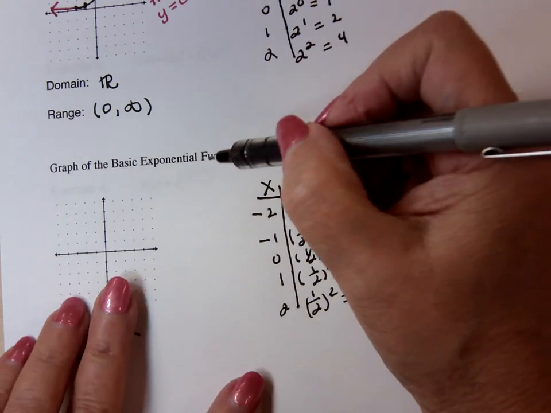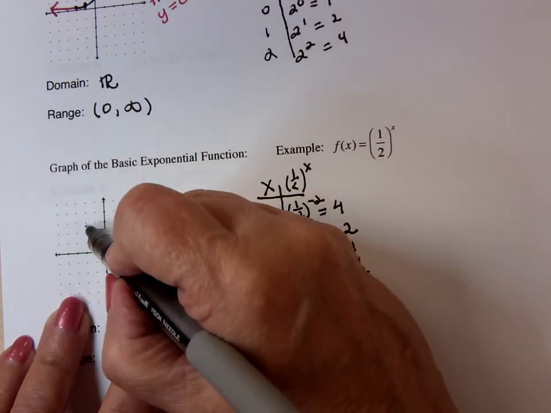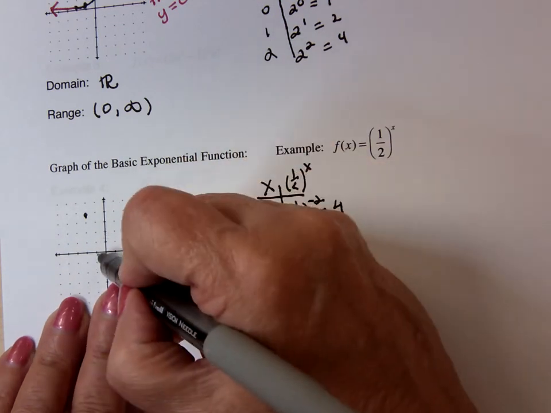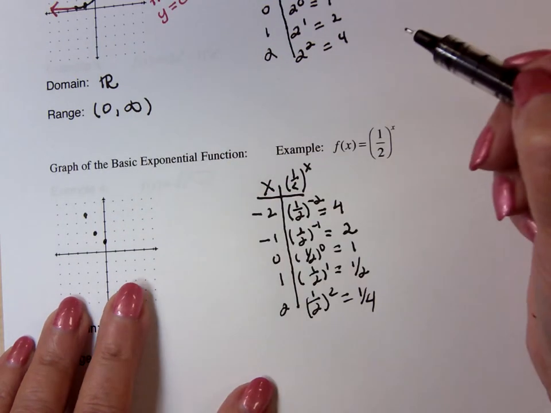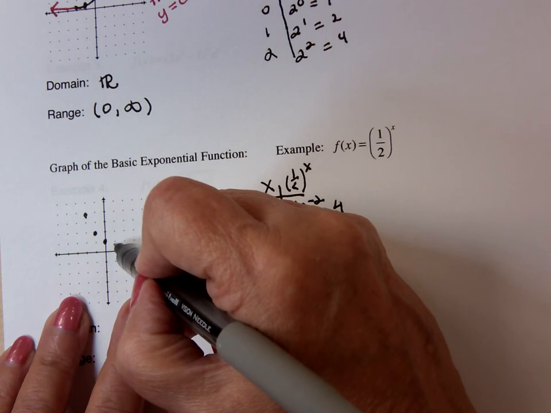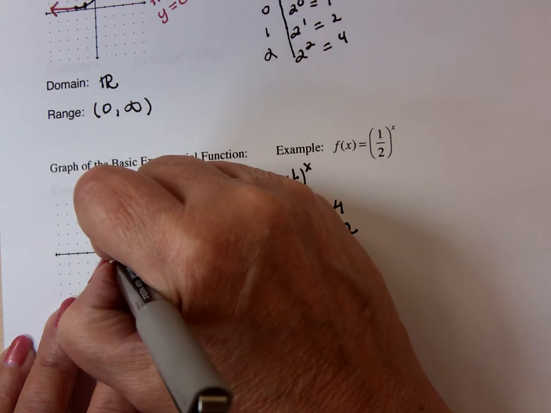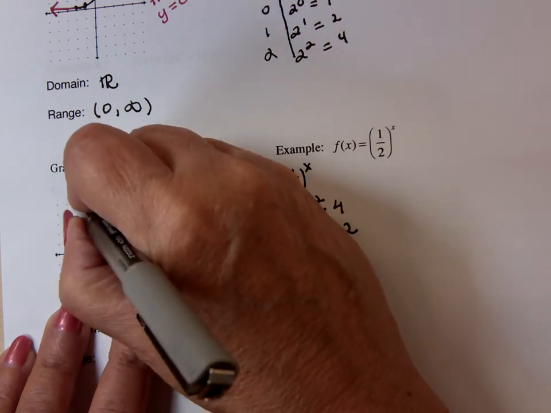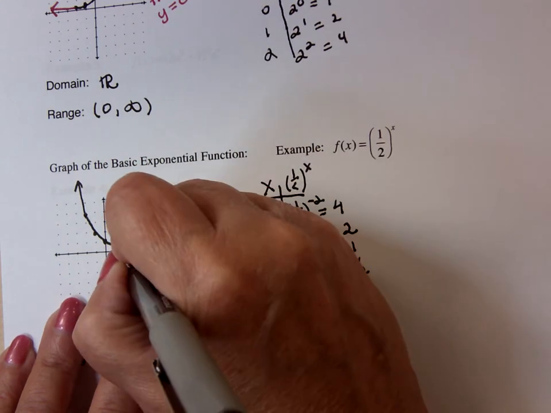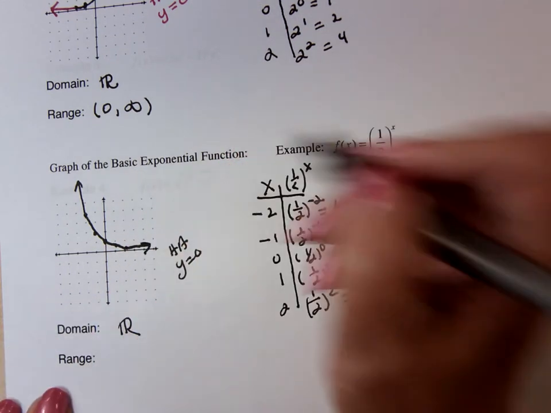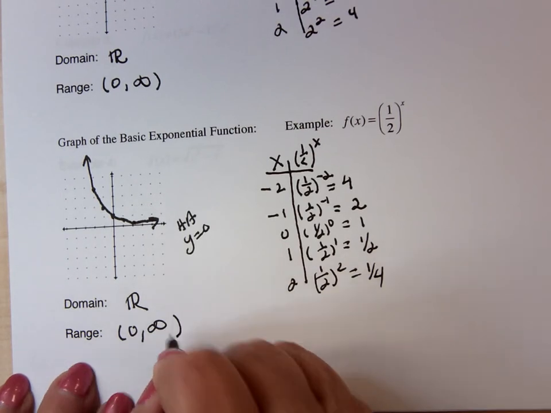So now I look at -2 is 4. -1 is 2. 0 is 1. 1 is 1/2. And then 2 is 1/4. So he's flipped around the y-axis. He's going to continue going up. And again, I have an HA at y equals 0 because he's basic. And so his range is 0 to infinity.